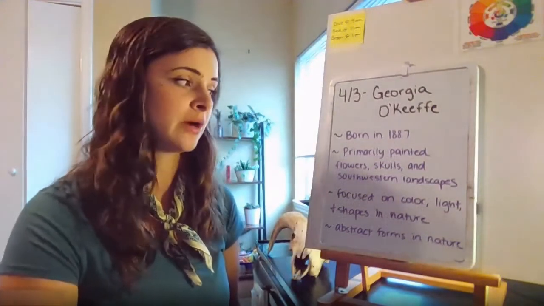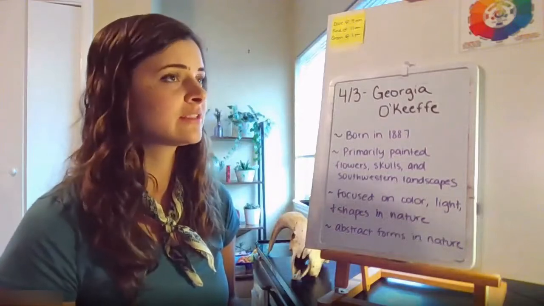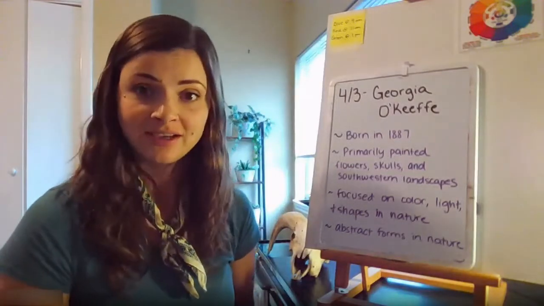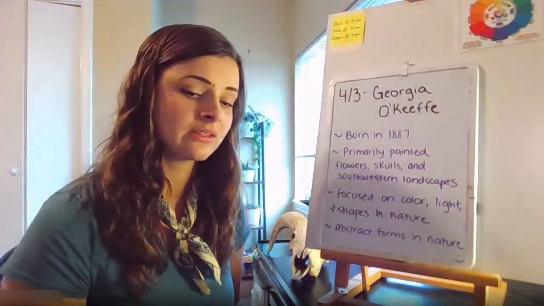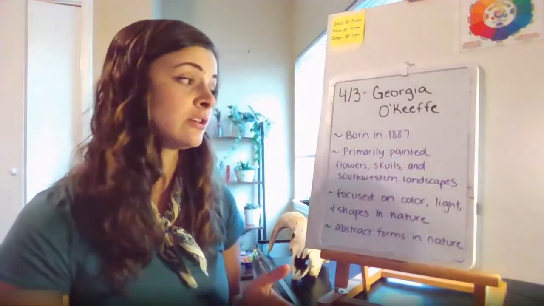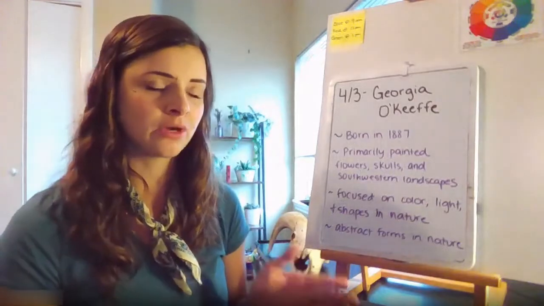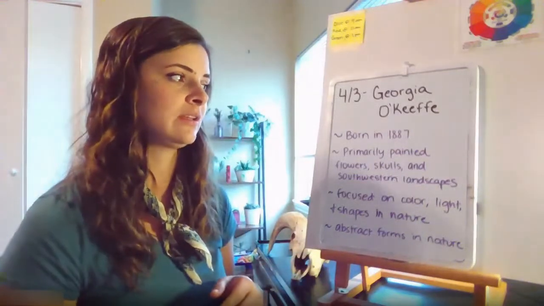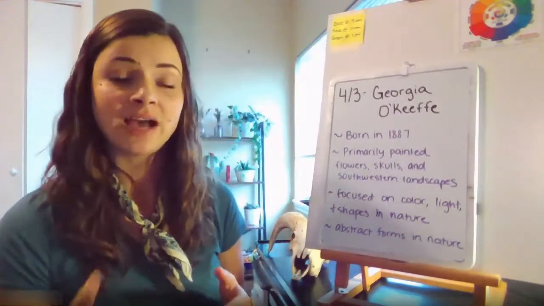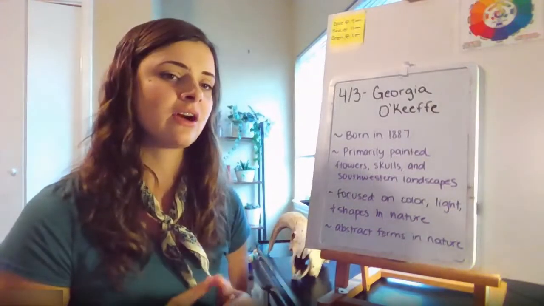When she painted bones, she didn't like to think that they just symbolized death, but she liked to think that they symbolized the eternal beauty of the desert. So she loved to paint bones side by side with the landscapes and some flowers because she liked that contrast.